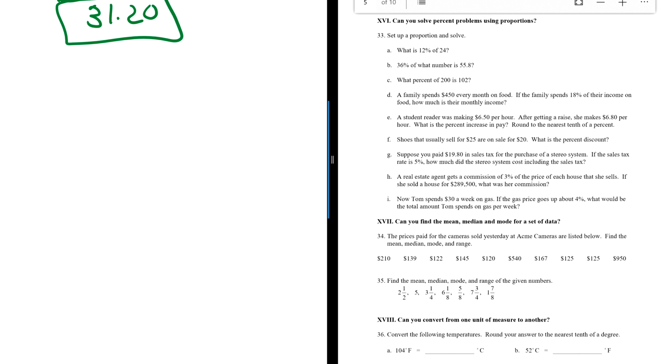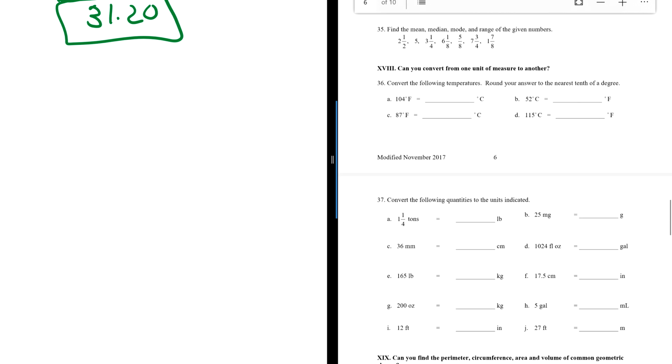Then you've got another one: find the mean, median, mode, and range of the given numbers here in fraction form. And again, you can plug these in, basically figure out the decimal equivalent, and then do the same thing for finding the mean, the median, the mode, and the range. This is with calculator, so give that a whirl there as well. But change the fractional parts to decimals, and you'll have better success that way.